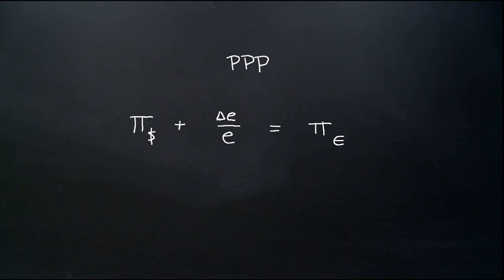I'm showing here what economists call purchasing power parity, which is a relationship between the inflation rates in two different countries and the exchange rate. So if the inflation rate in the US, for example, was higher than the inflation rate in Europe, you would expect by this relationship that the exchange rate between the two countries, the dollar exchange rate, would be depreciating against the euro.